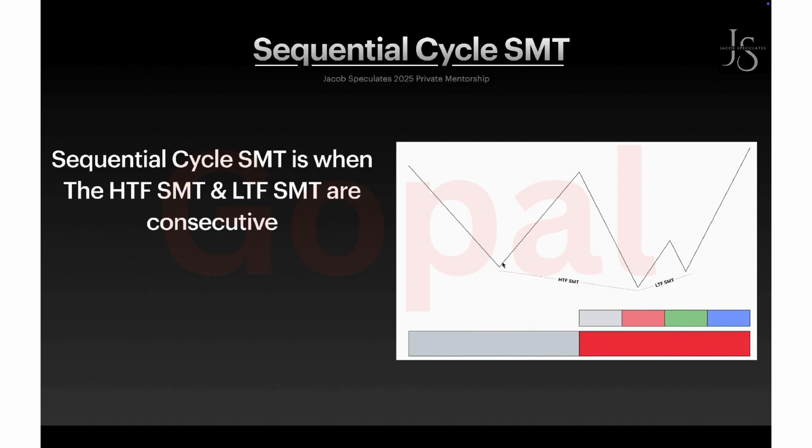We form a low, and then we form the SMT on that higher time frame cycle, and then on the consecutive cycle, we form another SMT. So we have a higher time frame and a lower time frame cycle happening right after each other, making it consecutive. An example of this would be the weekly cycle and daily cycle SMT. Now this is more common, and you will see this more often for trend reversals.